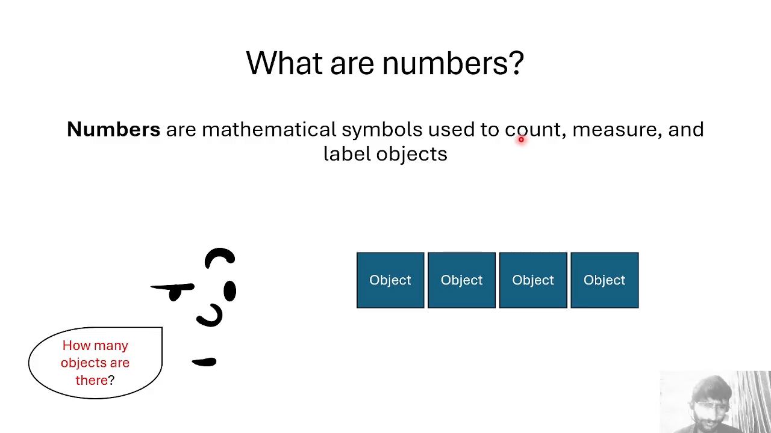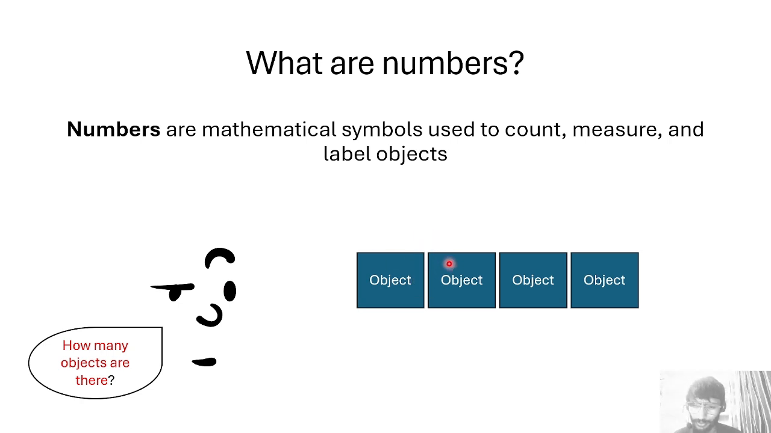So what are numbers? Well, the definition goes they are mathematical symbols used to count, measure, and label objects. So, for example, this dude here, his name is Frank. Frank asks, how many objects are there?